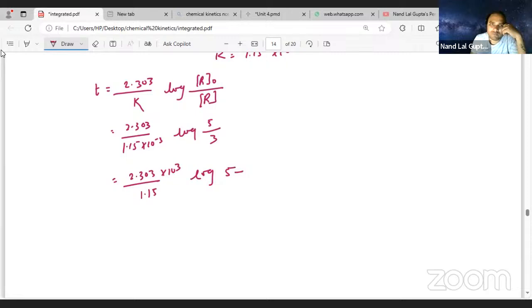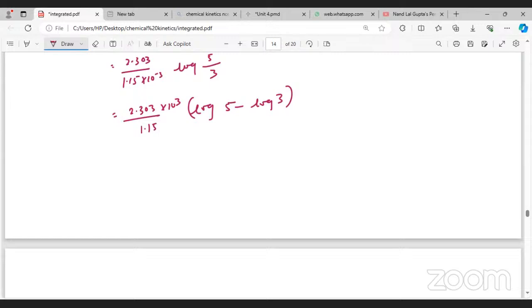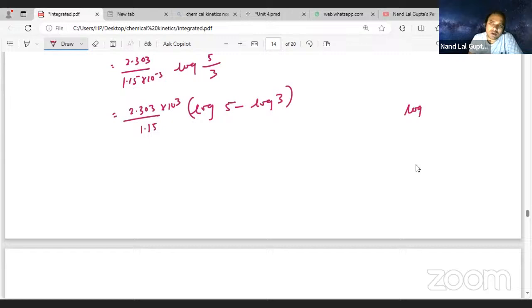Now this becomes a log 5 value. Either you solve or you just memorize the log 5 value. How much is the log 5 value? You can also calculate the log 5 value: log 10 by 2, so log 10 minus log 2. The log 10 value is 1, minus log 2 which is 0.3010. So it will come 0.7.